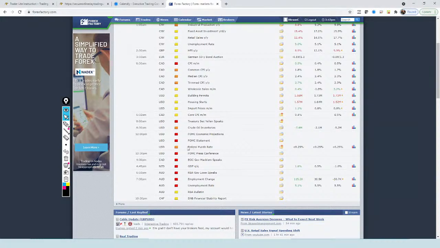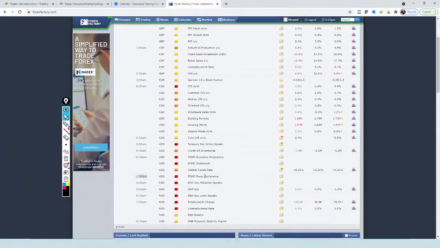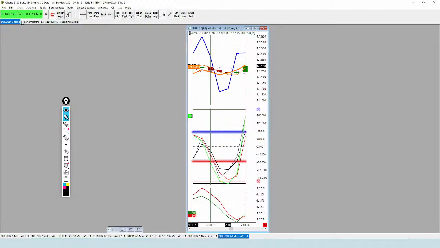If this is increased, then the value of the dollar increases. If it remains the same or decreases, then either there should be no effect on the value of the dollar, or it will be a negative effect on the value of the dollar, right? Okay, so this happened at 12:30 my time on Wednesday. So let's go to our charts.